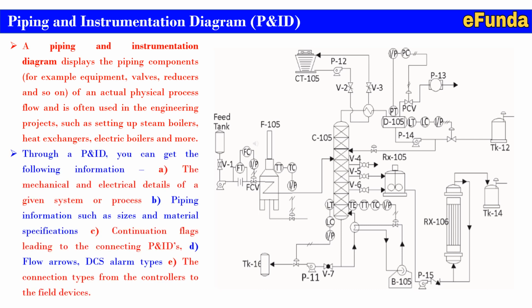Through P&IDs you can get the following information: A, the mechanical and electrical details of a given system or process; B, piping information such as sizes and material specification; C, continuation flags leading to the connecting P&IDs; D, flow arrows and DCS alarm types; E, the connection types from the controller to the field devices. This is how the P&ID gives the information with the required details of the instrumentation and connecting flow lines.